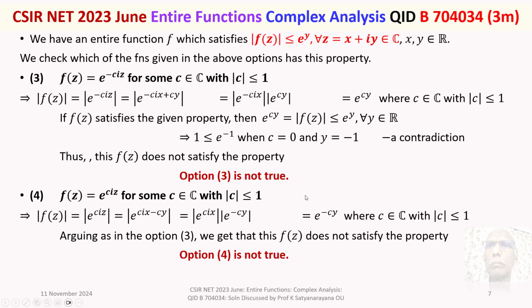So, 1 less than or equal to e to the power of −1. Agreed, right? So, c is 0, y is plus 1. You substitute. You will get 1 less than or equal to e to the power of −1. So, you get a contradiction. Thus, this shows you that it does not satisfy the property. Arguing as in option 3 doesn't mean the same argument, the same values, but a similar set of values for which you get a contradiction, you have to do. So, thus option 4 is not true.